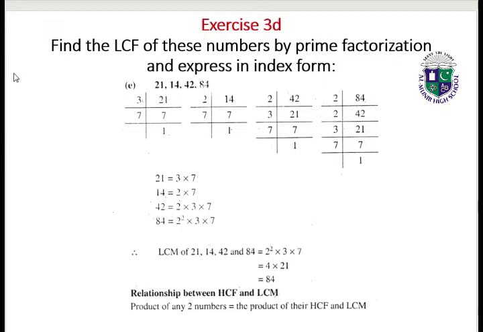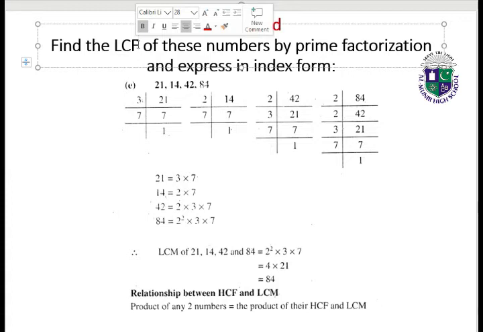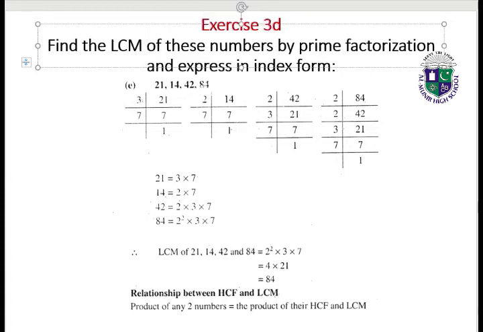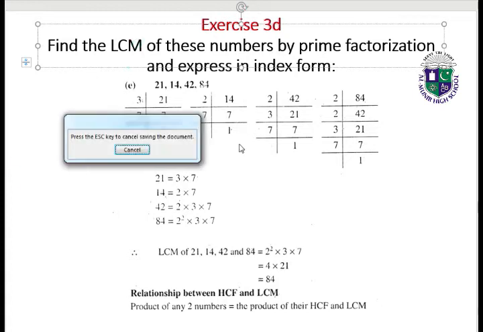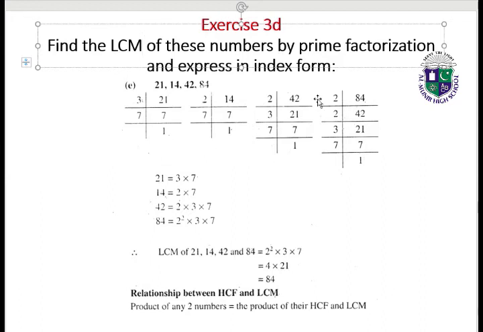Exercise 3D. Find the LCM of these numbers by prime factorization and express in index form. Find the least common multiple of these numbers by prime factorization and express in index form.